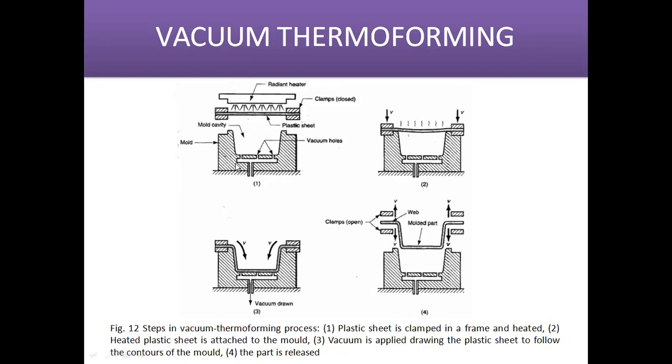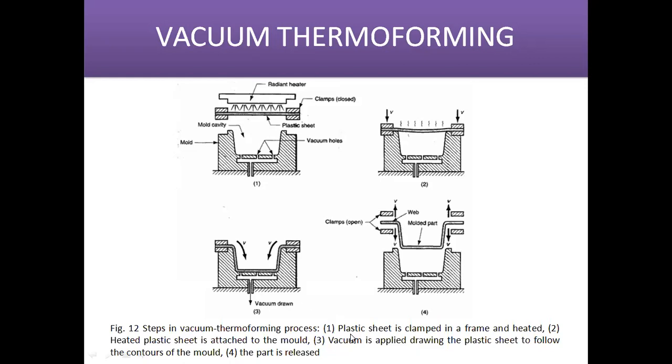Through these vacuum holes, the air that is present inside this mold cavity is sucked, or withdrawn, so that the softened plastic will take the shape of the mold cavity. So the vacuum is drawn. During the vacuum draw, the plastic material takes the shape of the mold cavity. Okay, so it is called the vacuum thermoforming process.